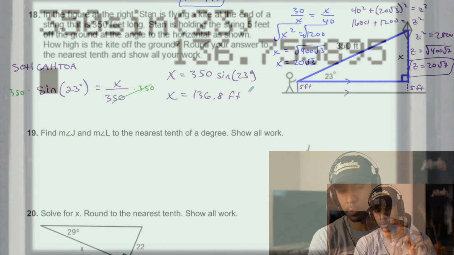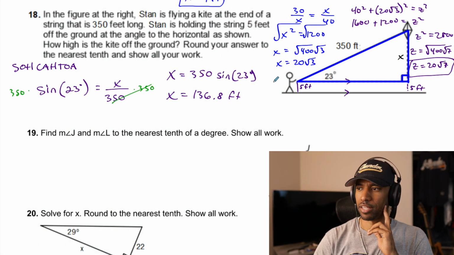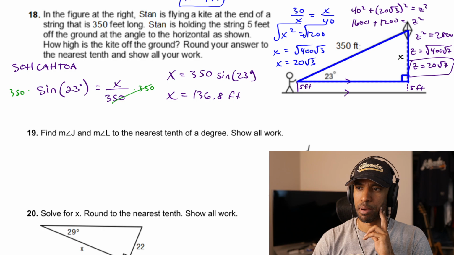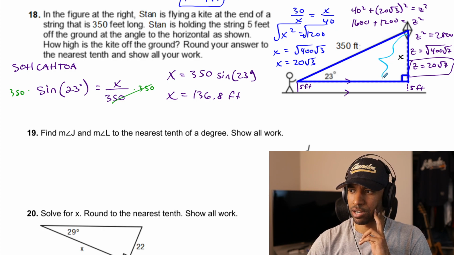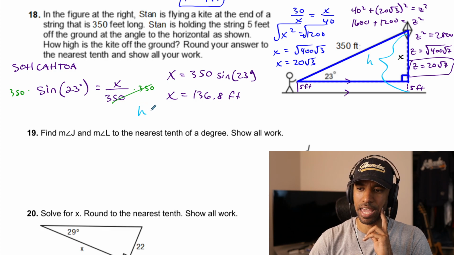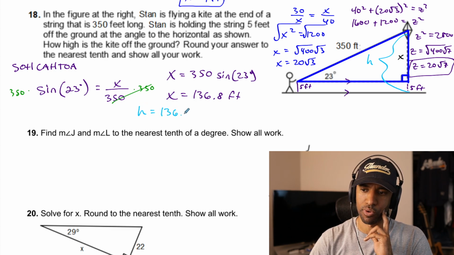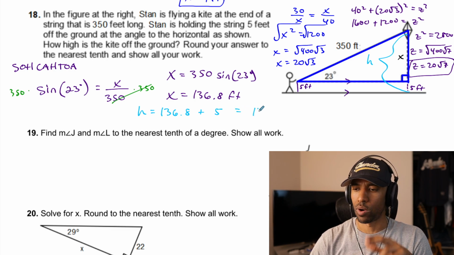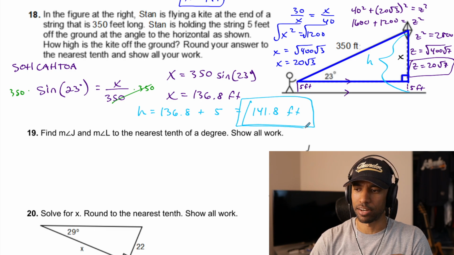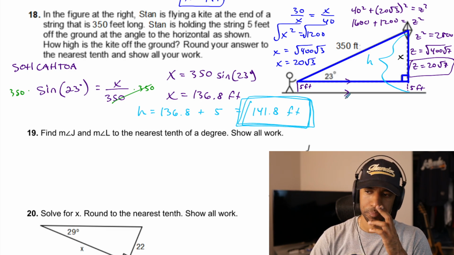It's not my final answer, though. My final answer, if I wanted to find height, remember, is the entire thing to here, including the 5 feet. So the height takes the 136.8 and adds 5 to it. And that is 141.8 feet off the ground. That is the final answer right there.